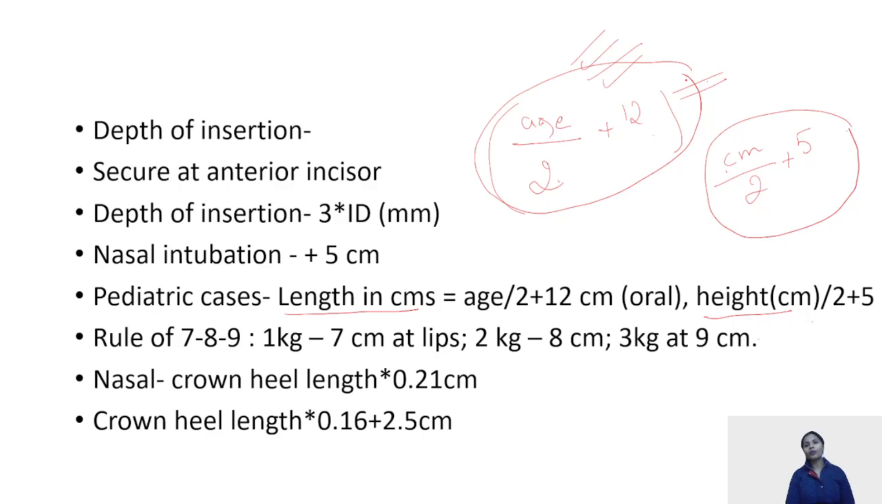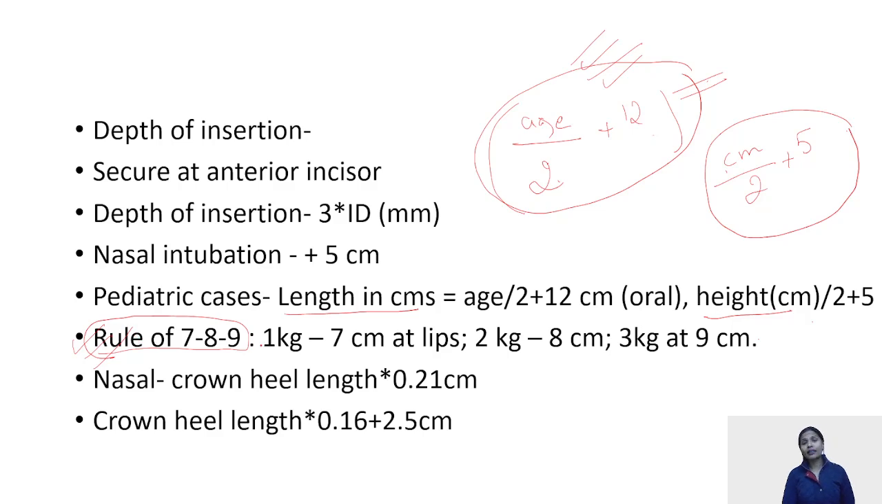So kindly remember this. One you have to remember is age upon 4 plus 4 or 3.5 depending upon less than 6 or more than 6. The other you have to remember is the depth of insertion in pediatric cases, that is age upon 2 plus 12 centimeters in length. Then you have the rule of 789. I know there is a lot to memorize, but revisions are required because airway equipment forms a very major chunk of your NEET PG MCQs.